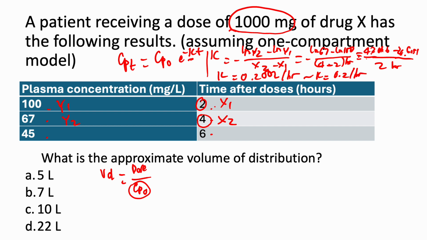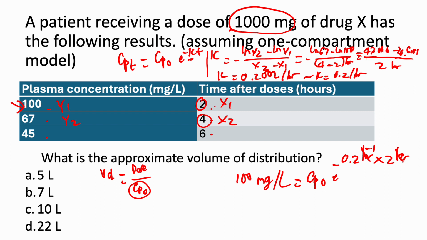So when I know K, I can use any CBT to look for CB0. For example, if I look at the CBT 100 here, so I have CBT 100 milligram per liter. I will use this equation equal to CB0 exponential minus K. I have K 0.2 per hour time. The time here, because you 100, the time here should be 2 hours. And these units can cross out.